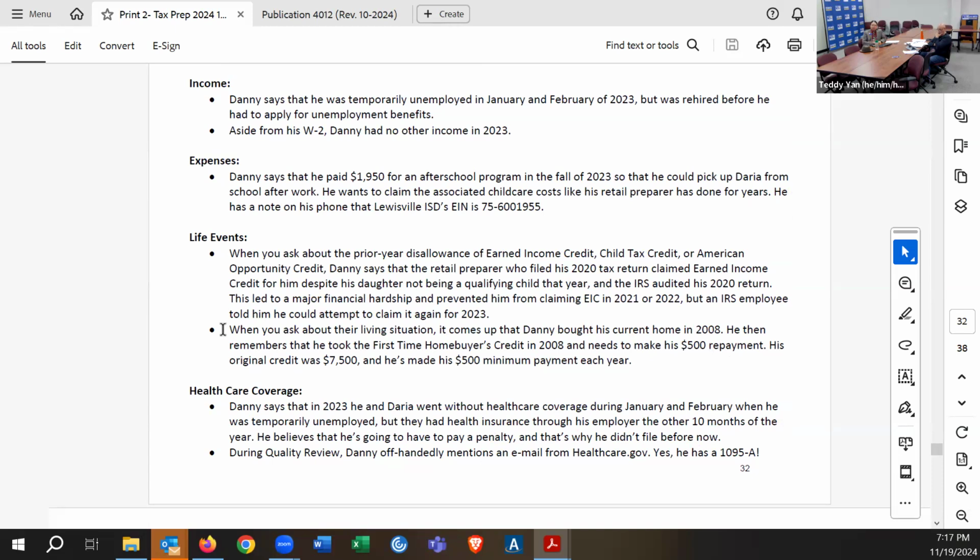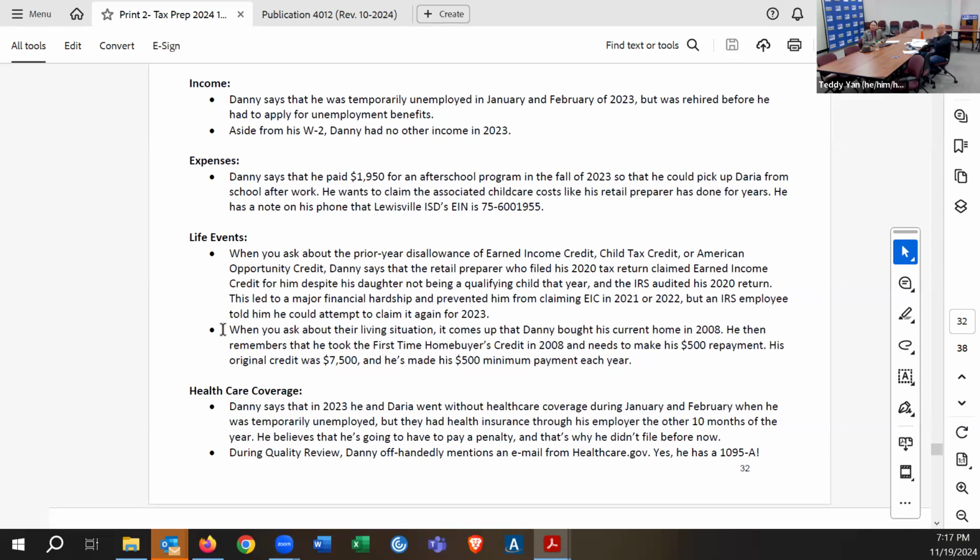Then, further interview notes. When you ask about their living situation, it comes up that Danny bought his current home in 2008. He then remembers that he took the first-time home buyer's credit in 2008 and needs to make his $500 repayment. His original credit was $7,500, and he's made his $500 minimum payment each year. So what is this? And why do we care about something that happened in 2008?